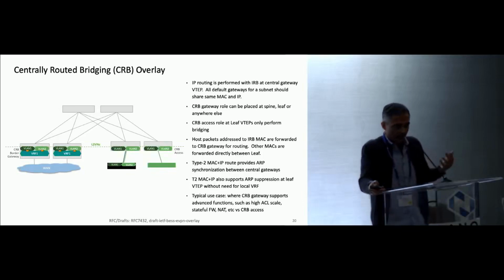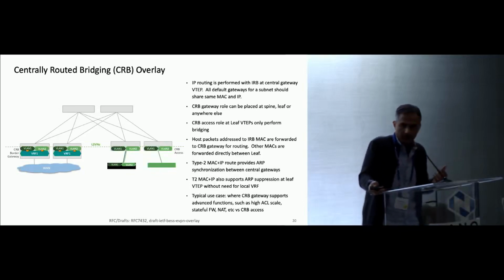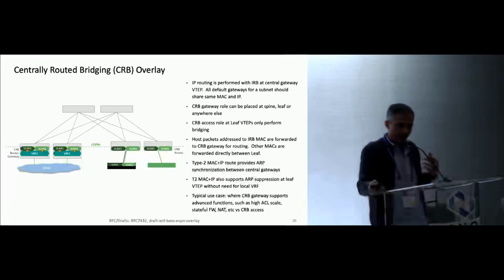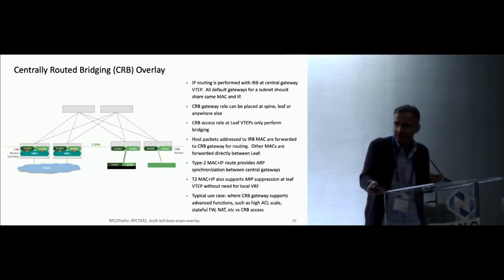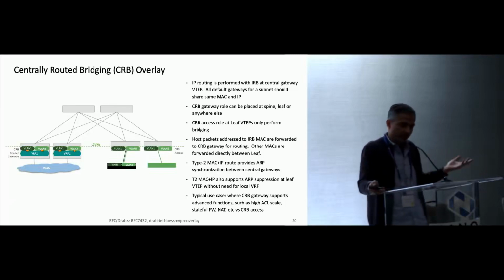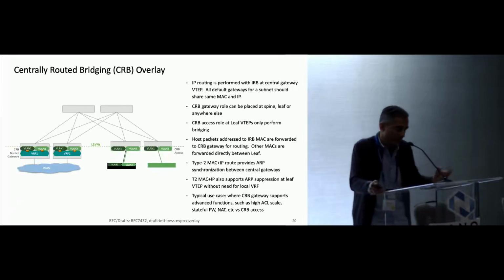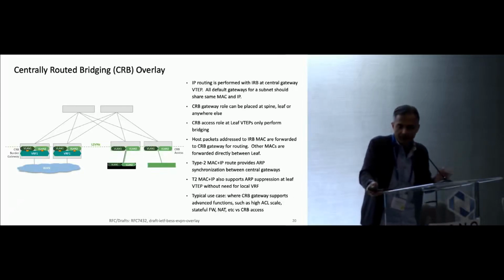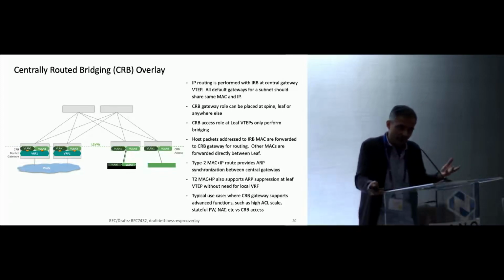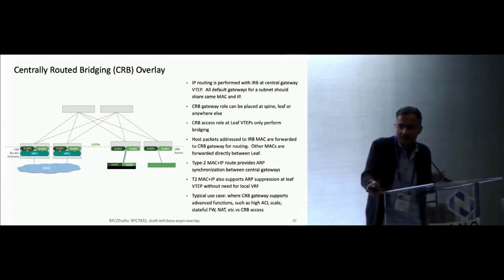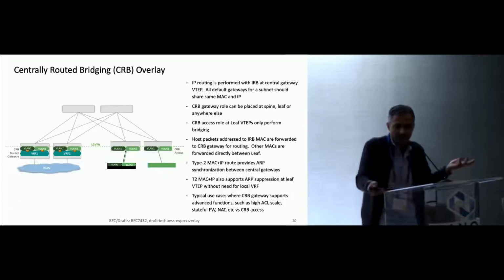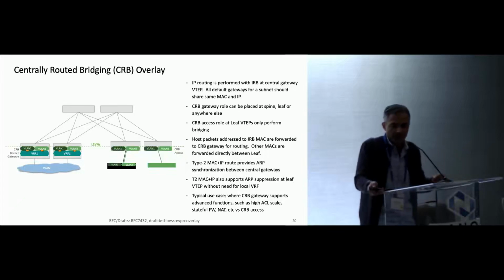So some of you are probably familiar with distributed inter-subnet routing and bridging. I will refer to that as edge-routed bridging, because it's a lot less of a mouthful. You may ask, well, why do we need CRB? Why not ERB? There are use cases for it. For example, the CRB gateway might be implemented on a firewall, right? And you can't do what the firewall does on leaf switches, right? It may be that the CRB gateway has better ACL scale, or it implements some other type of function that's useful.